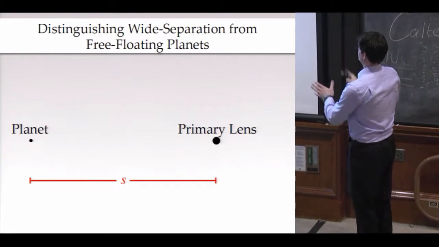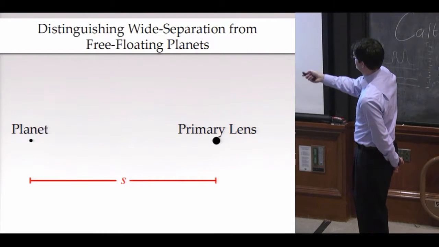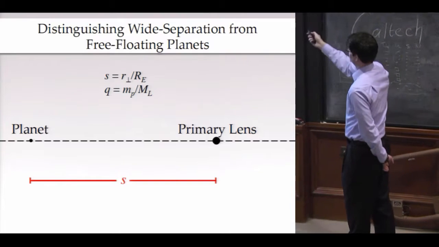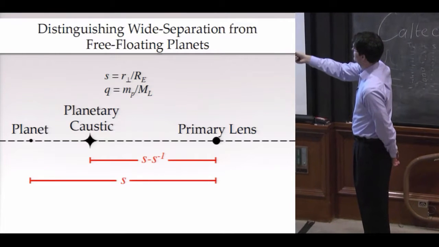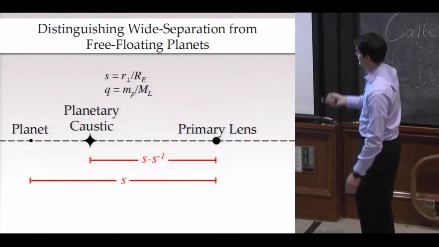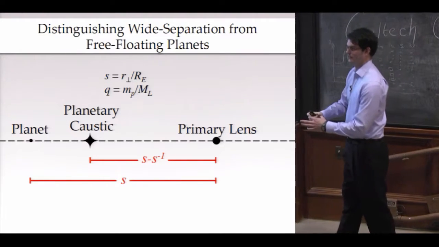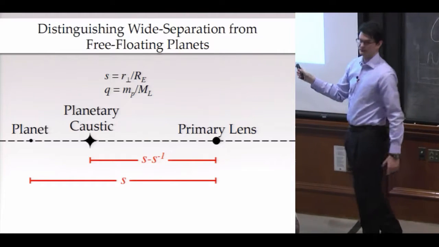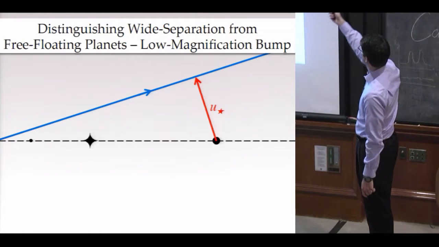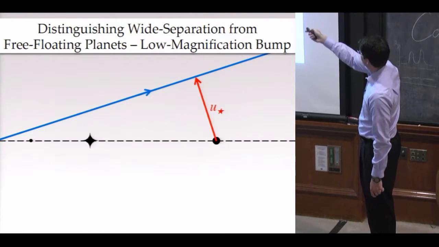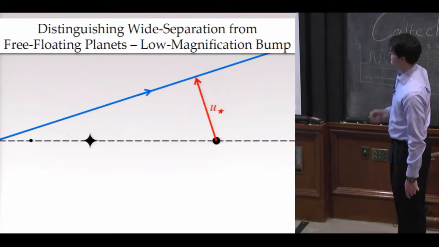And so first I'll just set up the situation here. So assume we have some bound planet separated from its primary lens by some projected separation S. And now I'm just drawing the planet-to-star axis on here. Now there will be some planetary caustic at a position S minus 1 over S. And again, in this case, since we're looking at wide separation planets, the assumption is that S is much greater than 1, or the projected separation is much greater than 1 Einstein radius. Now assume we have the source coming in on some trajectory shown by this blue curve here. It's going to have some impact parameter to the primary lens of u star.